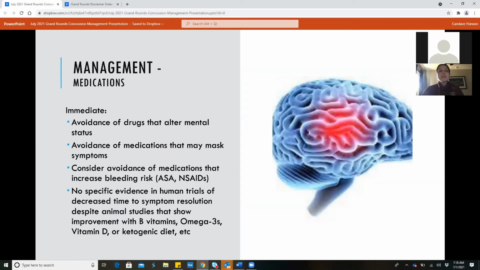And then no specific evidence in human trials of decreased time to symptom resolution, despite many animal studies that have shown improvement with B vitamins, omega-3s, vitamin D, ketogenic diet. There's an entire list of different supplements and ways to supposedly reduce your symptoms from concussion or speed recovery, but none of these have been proven out in humans to this point. Next slide.